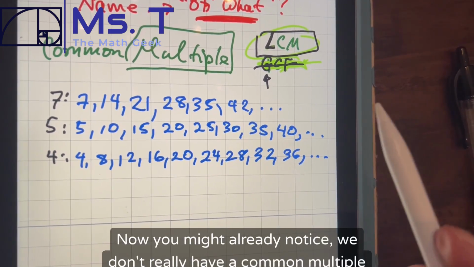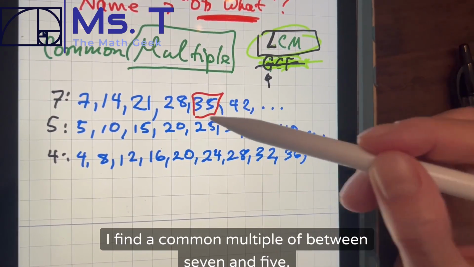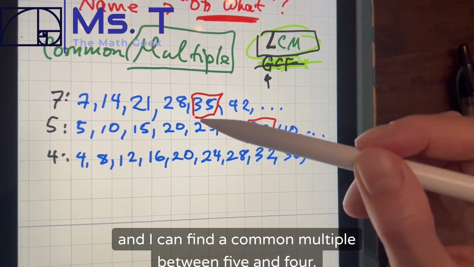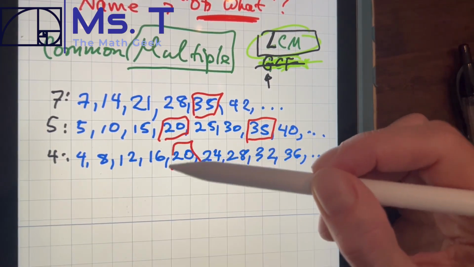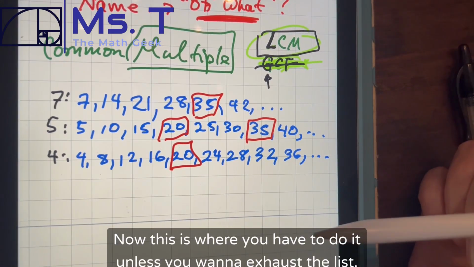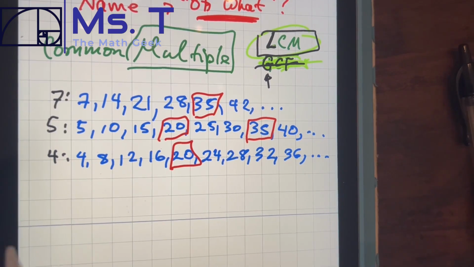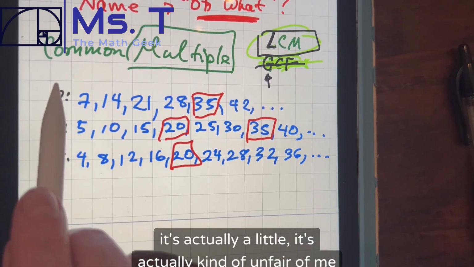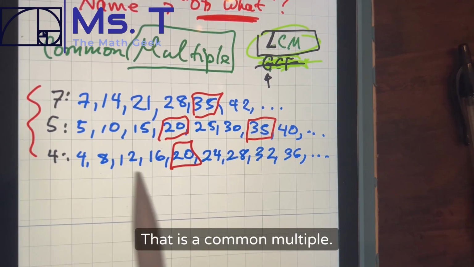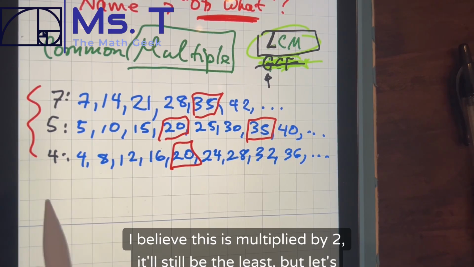Now, you might already notice we don't really have a common multiple yet. We didn't find one, but these are multiples. I can find a common multiple between 7 and 5, and I can find a common multiple between 5 and 4, but I haven't been able to find a common multiple of all of them. This is where you have to do it unless you want to exhaust the list. Again, I know this number. It's kind of unfair of me because it's just multiplying them all together. That is a common multiple. And I believe this is multiplied by 2. It'll still be the least, but let's check it.